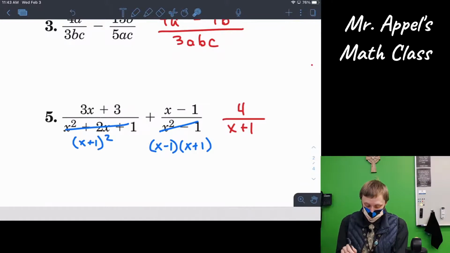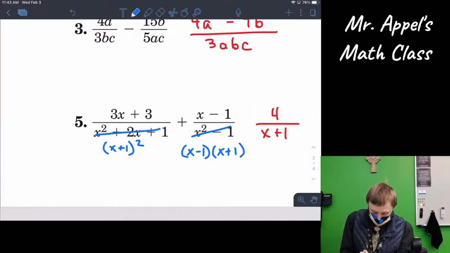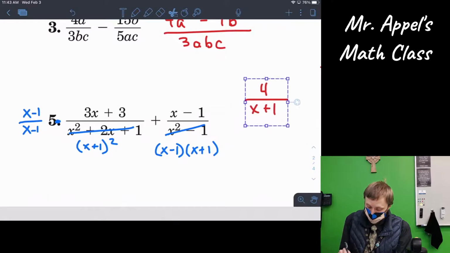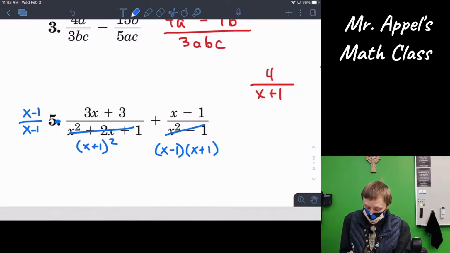And then what happens? Now we need the actual LCD. So they both have the x plus 1. This has an extra x plus 1. This has an extra x minus 1. So we will multiply this side by the thing that it's missing, x minus 1 over x minus 1. We'll multiply this side by the thing that it's missing, which is an extra x plus 1 over x plus 1. Right?